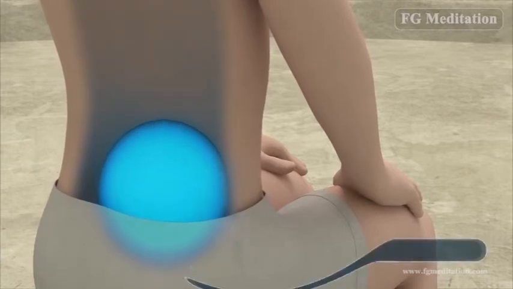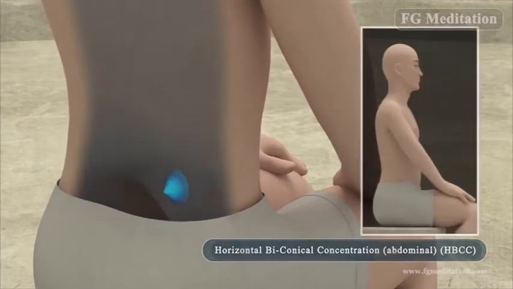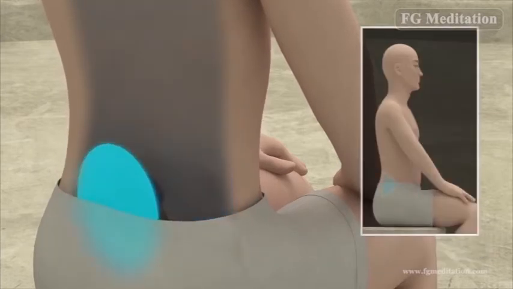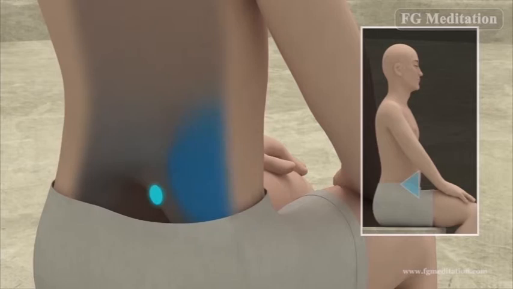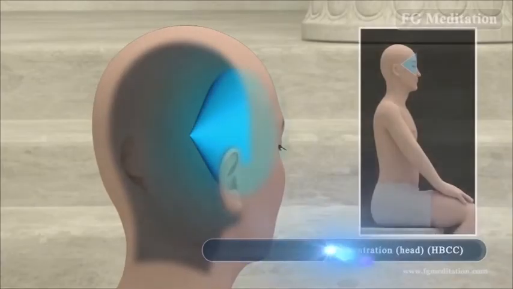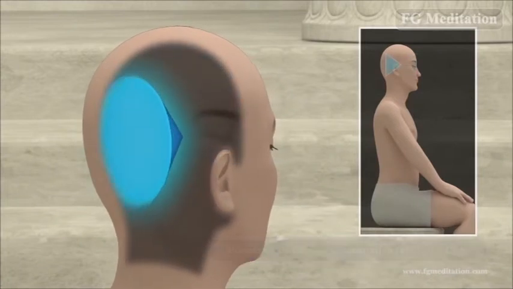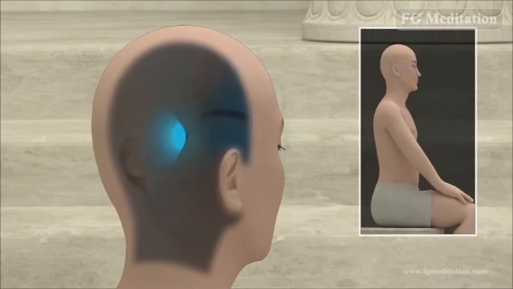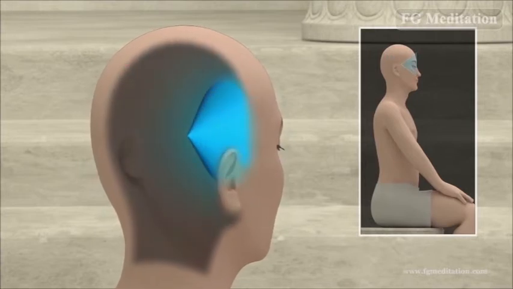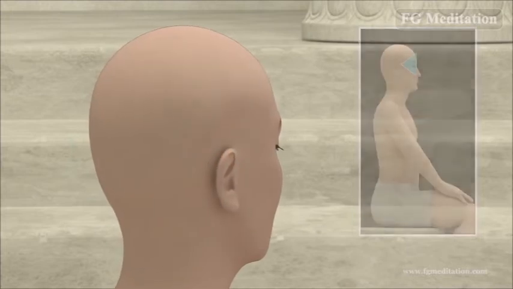Similar to vertical conical concentrations, attend to how horizontal cones are forming inside the abdominal cavity and the head. The way these horizontal cones are formed is similar to the way fluctuations are formed when water is in a moving container.